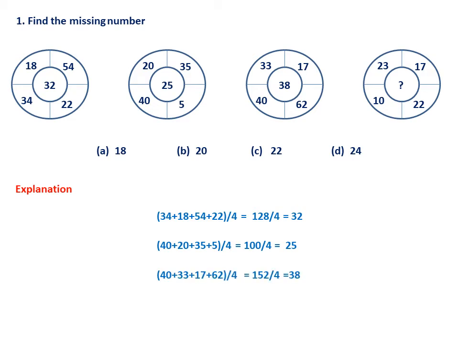Next one, 40, 33, 17, 62, total is 152. Divided by 4 is 38. Therefore, definitely the next number must be 10 plus 23, 17, 22 outer numbers, sum is 72, divided by 4 is 18. Therefore 18 is the answer.